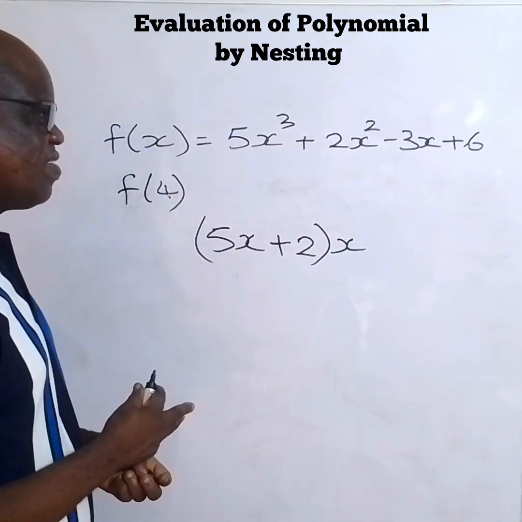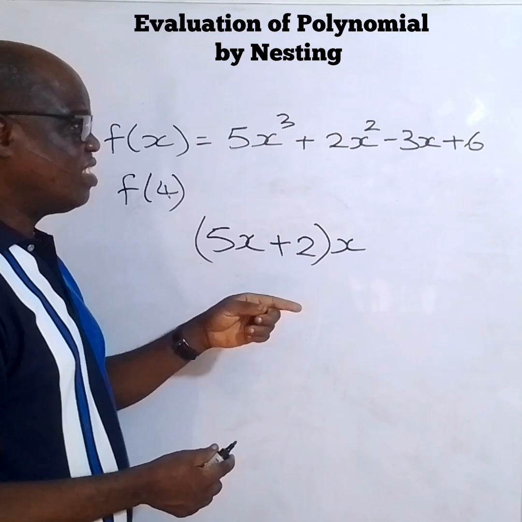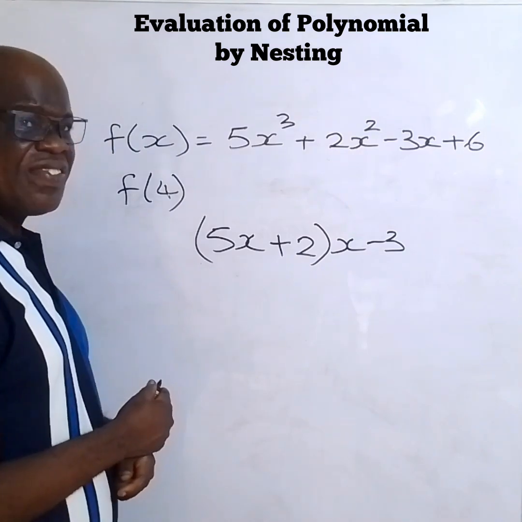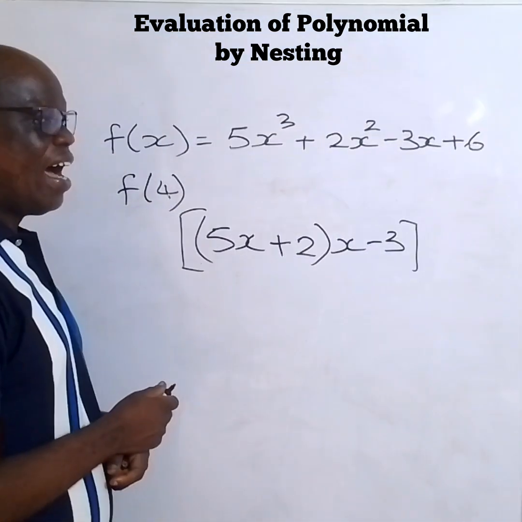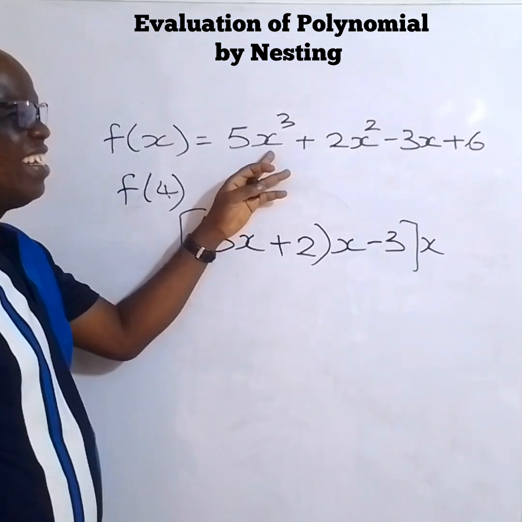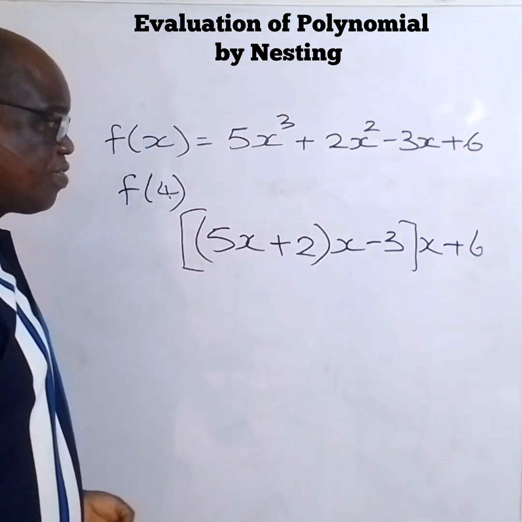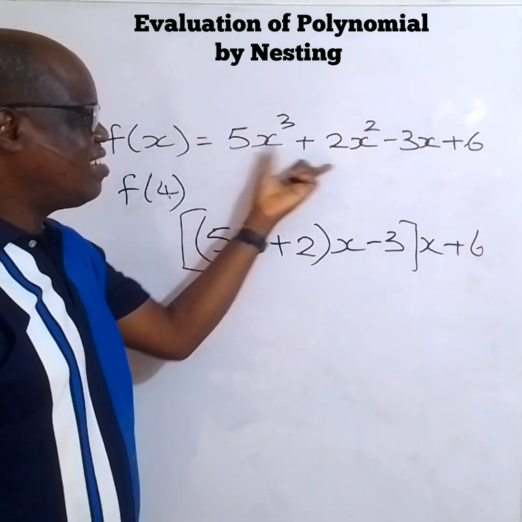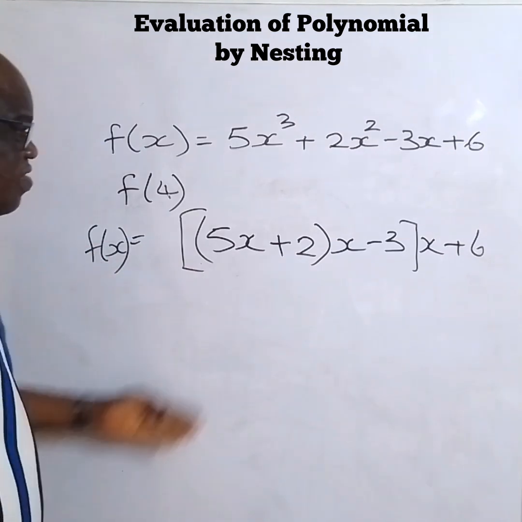Then, after you have done this, the next thing for you to do is to put the next coefficient. This is the next coefficient here, which is minus 3. And then you put this into a bracket. And then you put x again, because you get x here, x here, x here. And then put the next coefficient. So, very simple. By doing this, what you have done is that you have nested this f of x. So it's the same thing as f of x. So this can be done mentally.